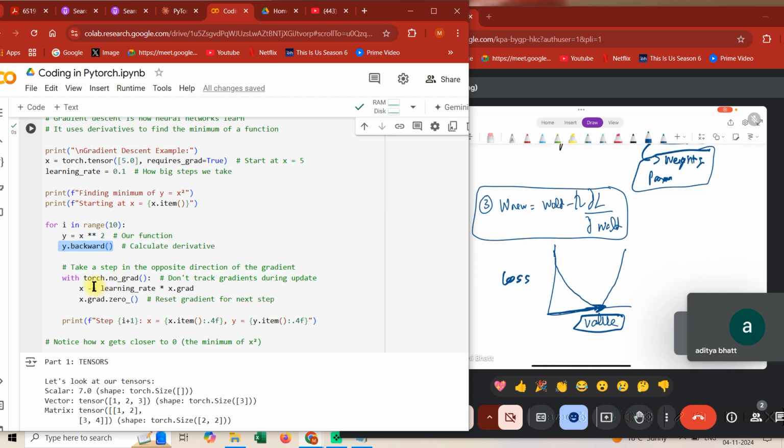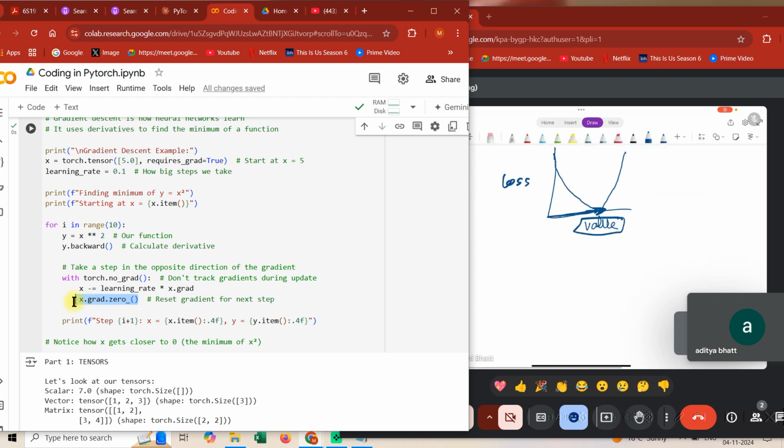Okay, then what we are doing is we are setting up torch dot no grad, because I don't want to track gradients during the update. And then I'm just trying to code up this equation so that I'll get the updated value of x with respect to the gradient, and then we are just setting the gradient to 0, because I said that we need to reset gradients after every new calculation.